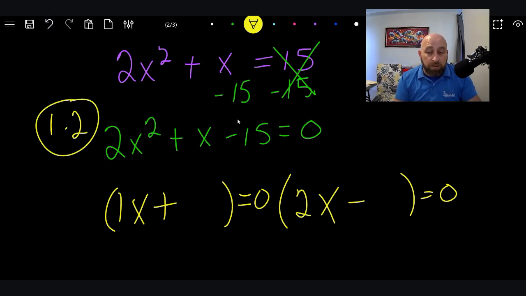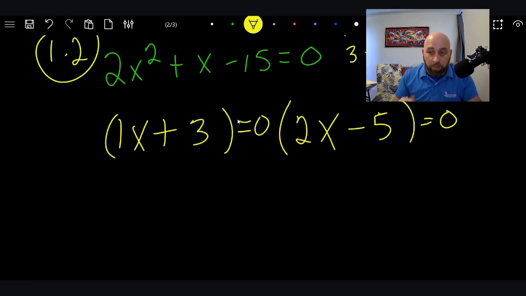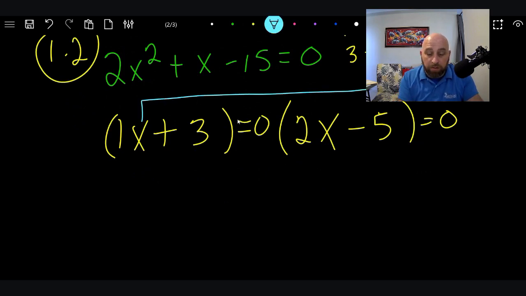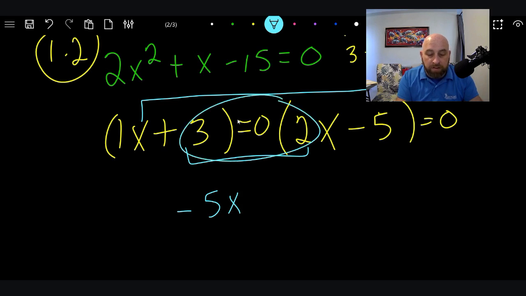We're not sure yet what that's going to look like, but we can then factor the 15: 1 times 15 and 3 times 5. I think I would choose 3 times 5, and we'll just see what happens. So let's put a 3 and a 5. Now what we want to do is just try it and see if it works. So outers and inners, those are the two that we need to do to see what our middle term is. Remember, we want to get a positive x there in the middle. So that's going to give us a negative 5x in the middle there. That's going to give us a positive 6x.